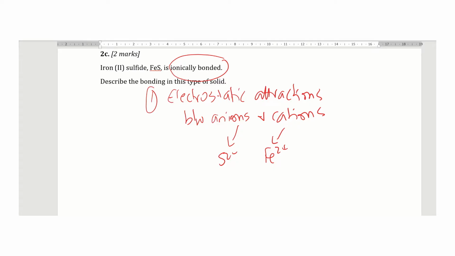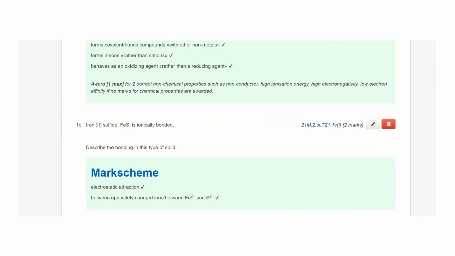And what's actually happening here is that the electrons from the iron are completely transferred to the sulfur, thus forming the ions. So if we go to the mark scheme here, you'll see that they want to see that you've talked about electrostatic attraction, and they need to see that you said either between oppositely charged ions or between the Fe2+ and the S2-. These are very important and you must mention them.